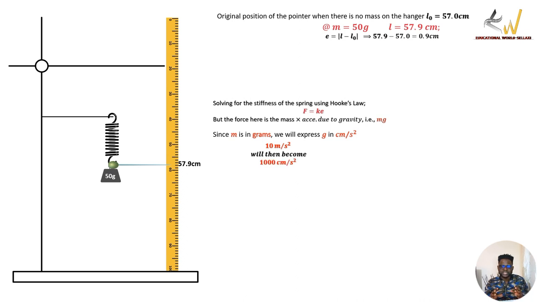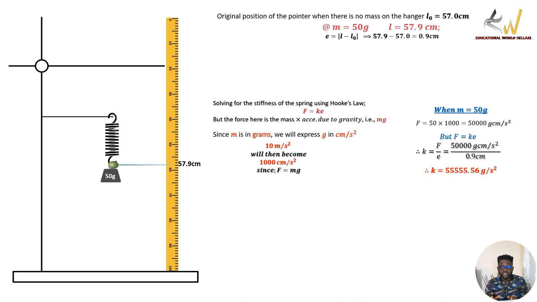All right, remember, the only experiment we are performing is just this first one that has the 50 gram mass. So when mass is 50 grams, now to find the force: force is equal to mass times acceleration, which is 50,000 gram cm per second square. So we want to find the value of the spring constant, putting the values where necessary, because we have our extension already.